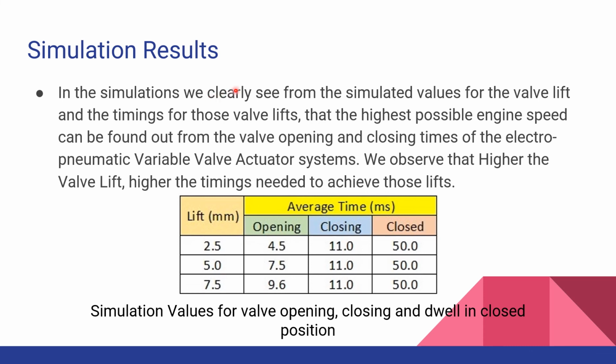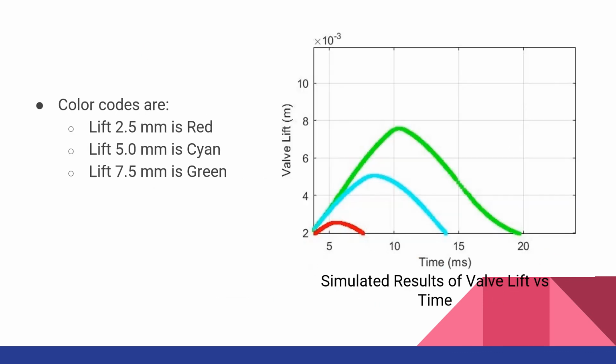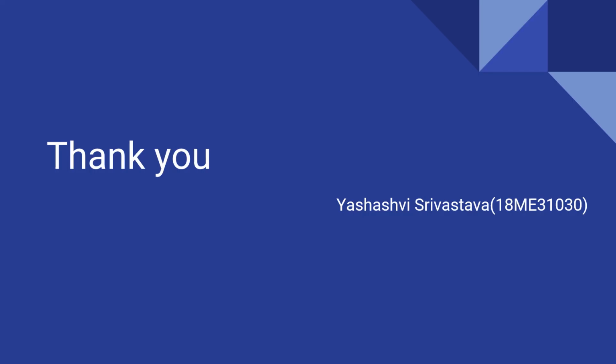So in the simulations, we were able to clearly see that from the simulated values for the valve lift and the timings for those valve lifts, the highest possible engine speed can be found out from the valve opening and closing times of the EPVVA systems. We observed that the higher the valve lift, the higher the timings needed to achieve those lifts. These are the simulation values for valve opening, closing, and dwell in closed position. Now we have plotted these values on a single graph, and the values are 2.5 mm, 5 mm, and 7.5 mm. Thank you.